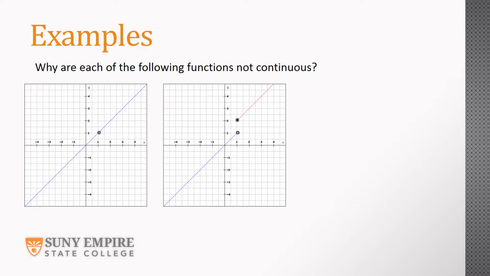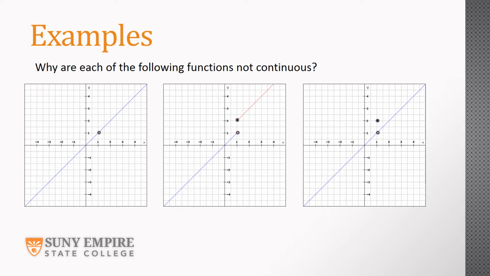The second graph is defined for all values. However, the graph approaches different values from the left and from the right as we approach x equals 1. Therefore, the limit as x approaches 1 for this function does not exist, and the function is not continuous.